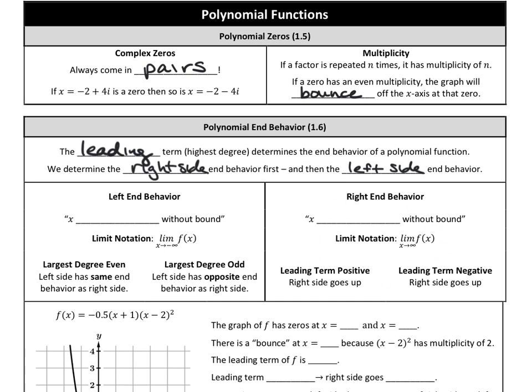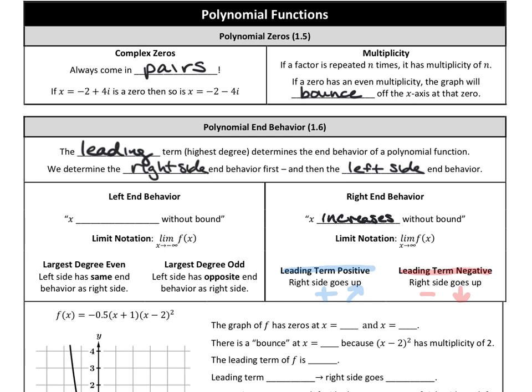Right side end behavior, I'm skipping right here because we always do the right side first. Right side end behavior is talking about as x increases without bound. That's going to be part of our vocabulary for FRQ 2. It asks about end behavior. For the right side end behavior, if the leading term is positive, that means the right side value goes up to infinity. If the leading term is negative, that means we're going to go down. The leading term controls the right side. Positive goes up, negative goes down. Leading coefficient controls the right side.